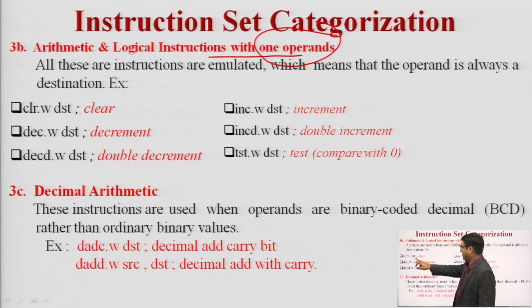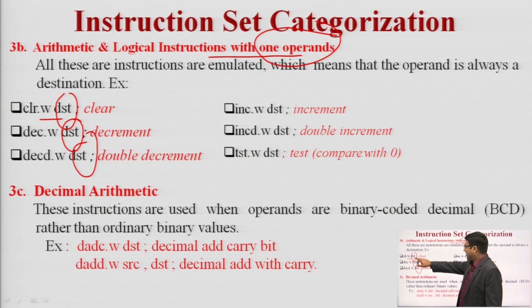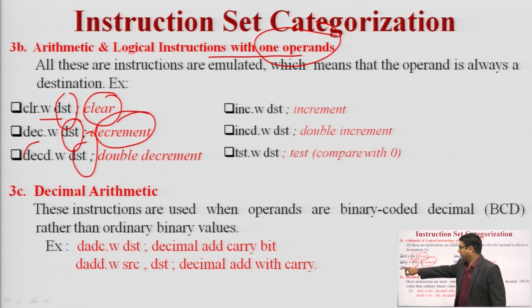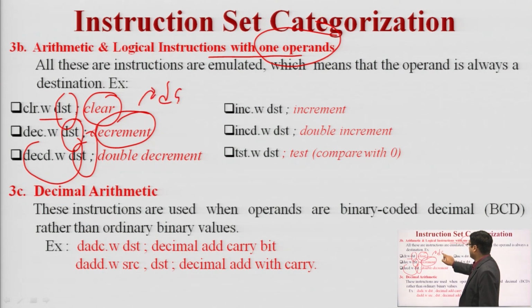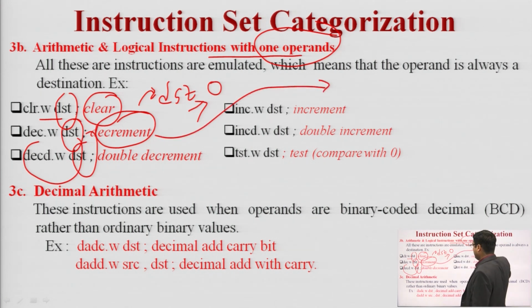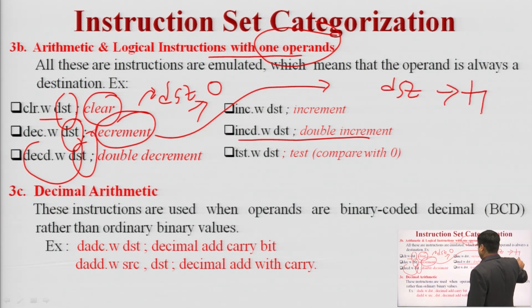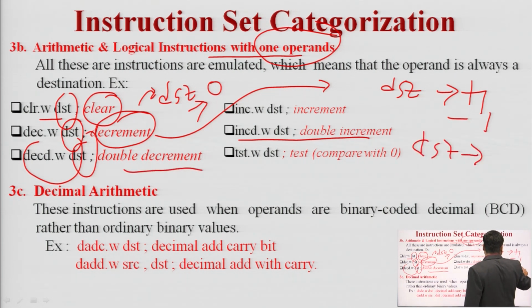There is only one operand available. We can see CLR.W destination, where the operand serves as the source. Clear means we clear the destination: DST becomes 0, and 0 represents the clear. Then decrement: we are decrementing the value. For example, it means the destination is decremented by only one. Double decrement means that DST will be decremented by 2.